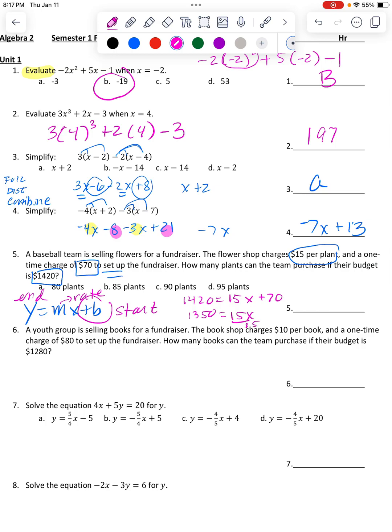Excuse me, felt that coming on. And then I'm going to divide both sides by 15. And I'm going to end up with 90 plants. And so that is going to be letter C.